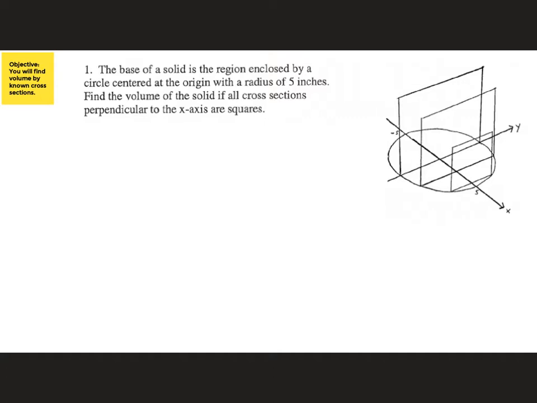So let's think. The dimensions of each of these squares is kind of whatever this length is. But if I just think of one piece of that length, that's just the y value there. It's a circle centered at the origin. The radius is 5. So x squared plus y squared equals 5 squared, because a circle is distance.